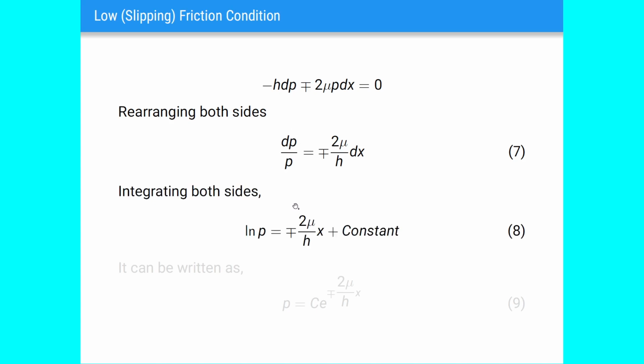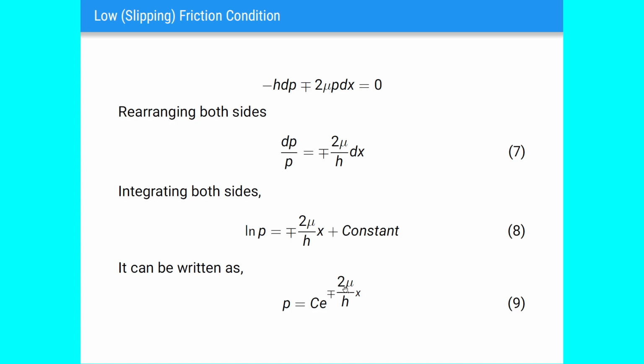If you integrate both sides, you will get natural log of p equal to minus plus twice of mu upon h into x plus a certain constant c. Say this constant is c. It can be rewritten as p equal to c into e raised to the power minus plus twice of mu upon h into x. This is equation number 9.